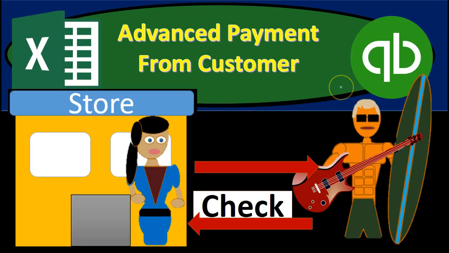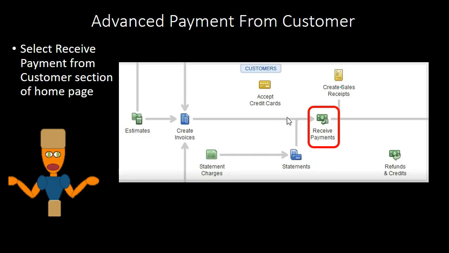We're going to first look at QuickBooks quickly and then go back to Excel and put this same information into Excel. First, we'll look at the home page in QuickBooks. This is the customer home page.